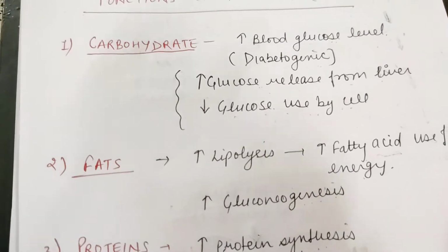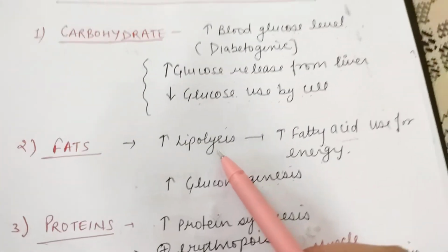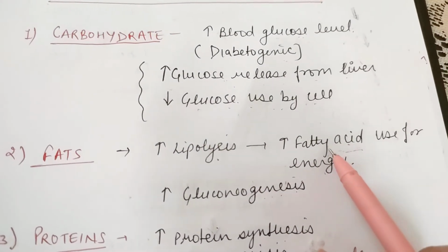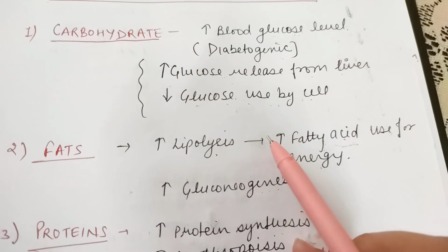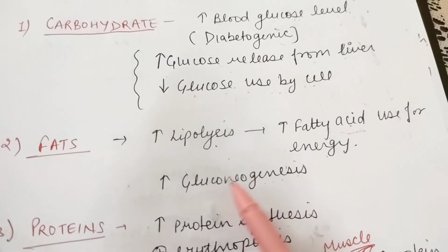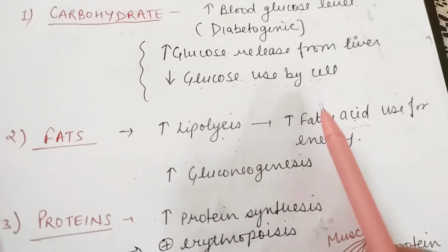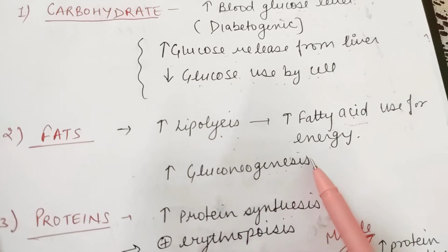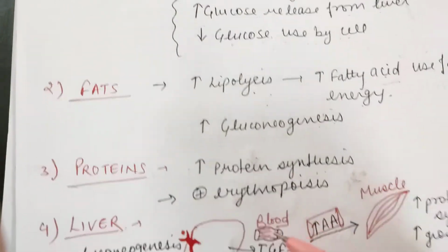What about fats? We have seen that on adipocytes it increases lipolysis. Whenever lipolysis occurs, there will be an increase in fatty acids. So what can be the stimulus? Whenever there is a decrease in fatty acids, growth hormone is increased. So the stimulus is a decrease in fatty acids. And ultimately, with lipolysis there is an increase in fatty acids. That means fatty acids are used for energy, and that happens by gluconeogenesis. So fats will be converted into glucose for energy. So that's all about fats.